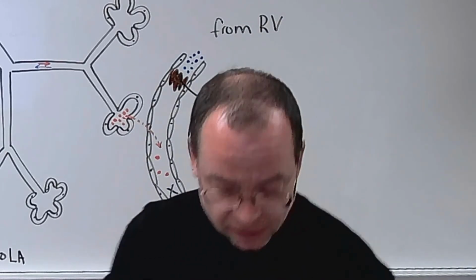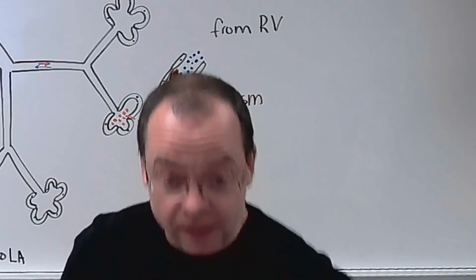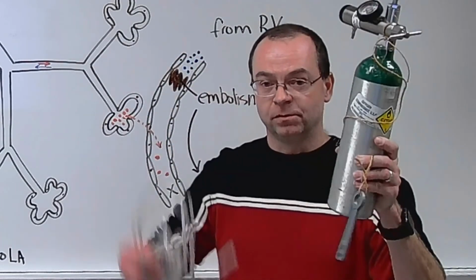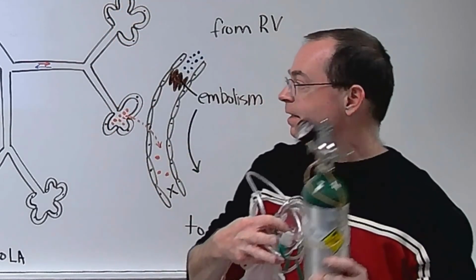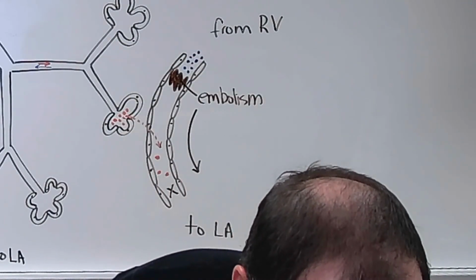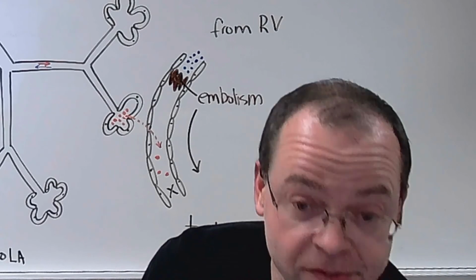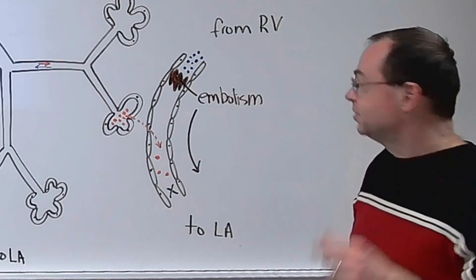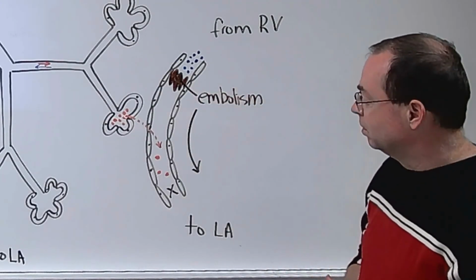Treatment for pulmonary embolism or pulmonary emboli, if there are multiple ones, starts off with oxygen, and we're going to need to get rid of that clot. So something along the lines of heparinizing the patient or busting this clot is appropriate.